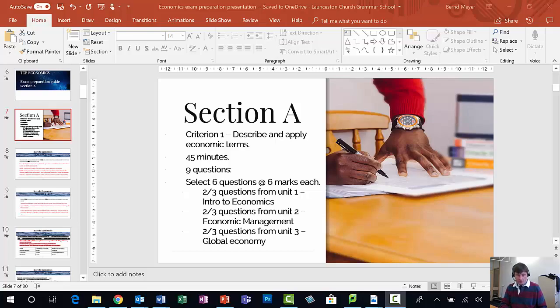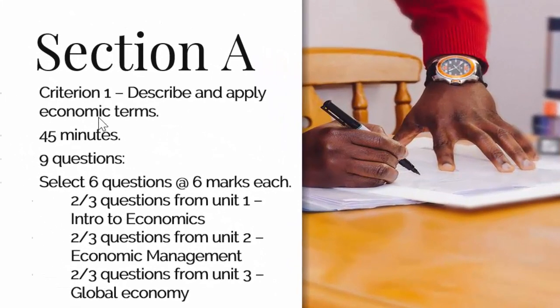This is the second clip in the economics exam preparation series, focusing on section A. So let's have a look at what the requirements are in section A. It assesses criterion 1, takes 45 minutes, you have 9 questions, but how they're arranged is a little bit different.